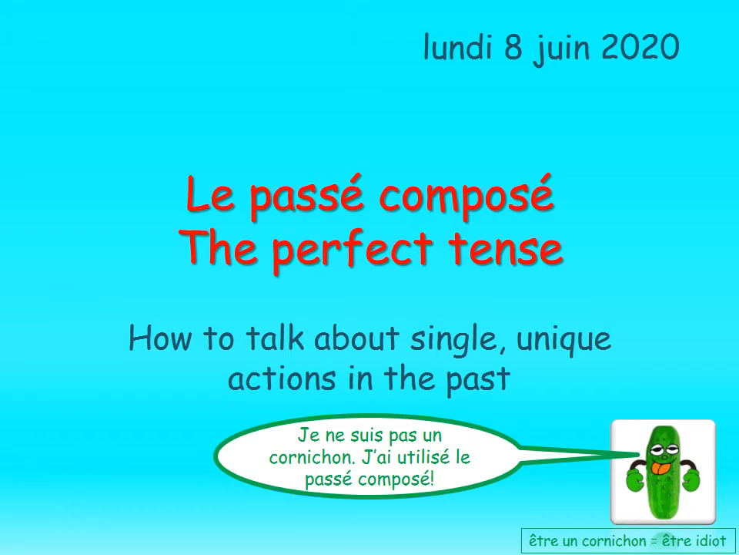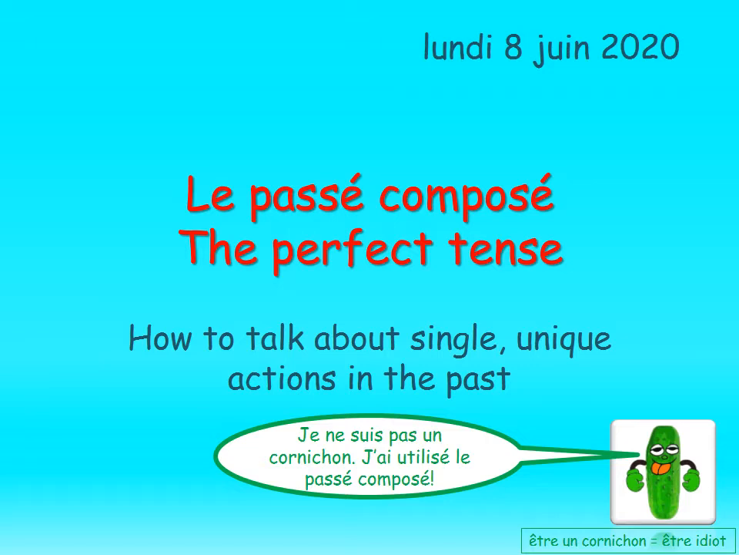Bonjour tout le monde. Alors, nous allons regarder le passé composé, the perfect tense. So it's how to talk about a single unique action in the past, a completed action. You've got a lovely little drawing of a cornichon. A cornichon is like a pickle, like one of those little gherkins. But in French, if you say somebody's a cornichon, it means that they're a bit of a twit.